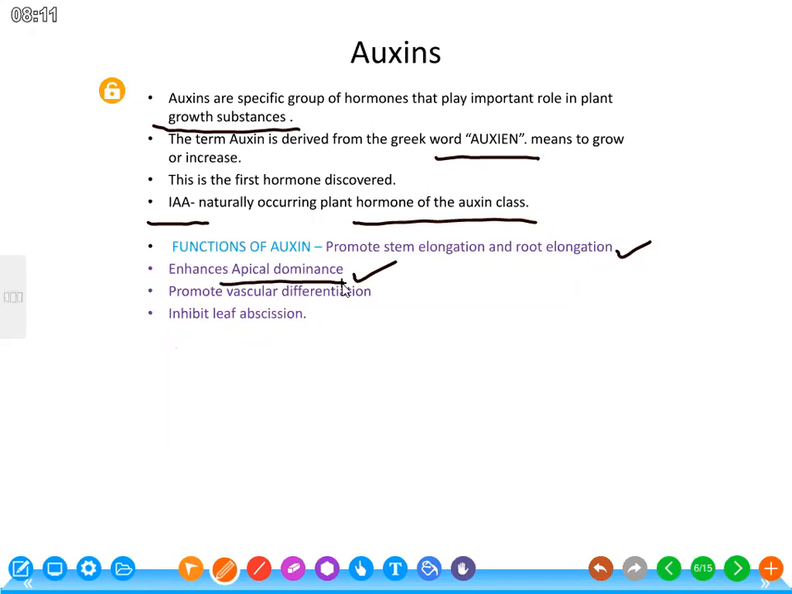Then it promotes vascular differentiation. It means xylem and phloem formation. You will study xylem and phloem later. Okay. Then it inhibits leaf abscission. We will study this in our last slide. So these are some functions of auxins.